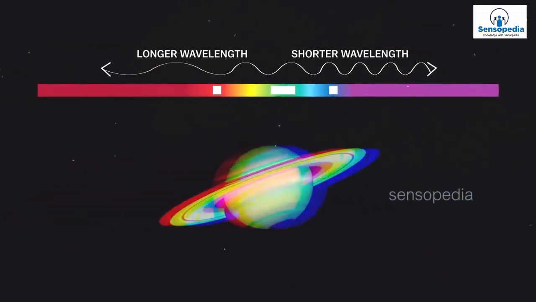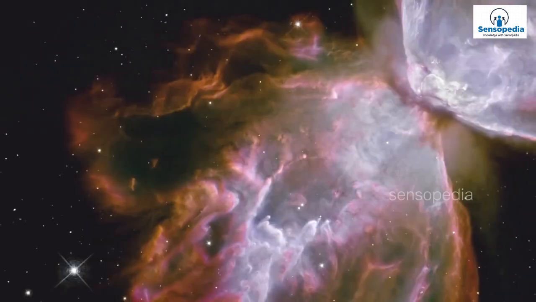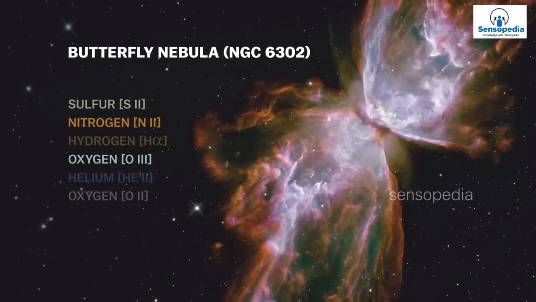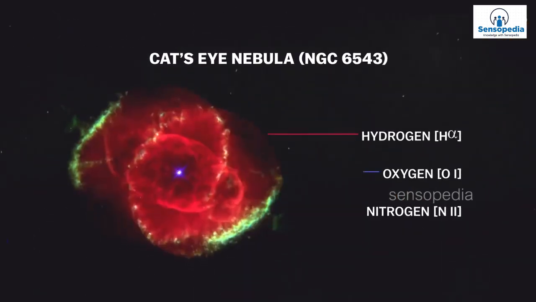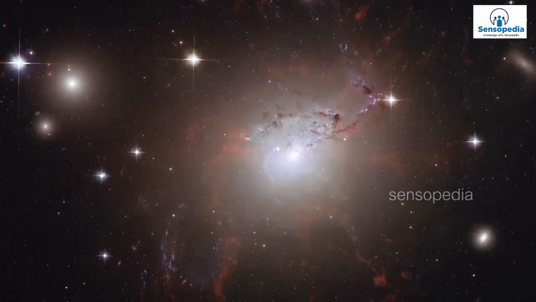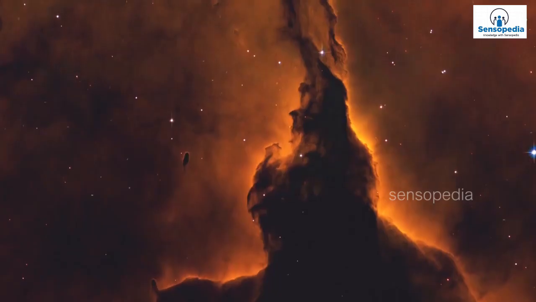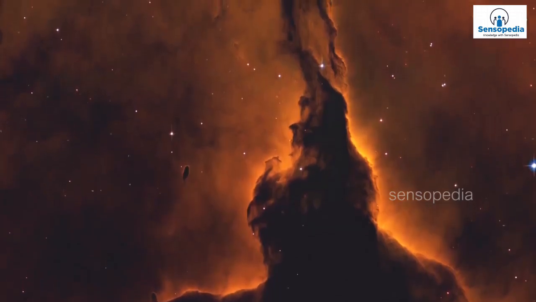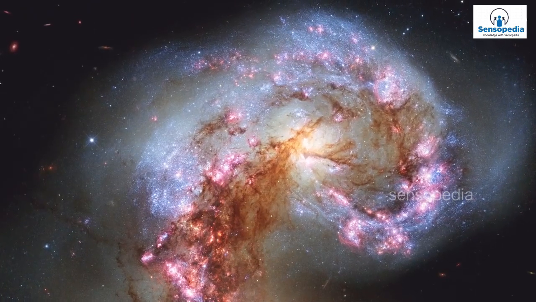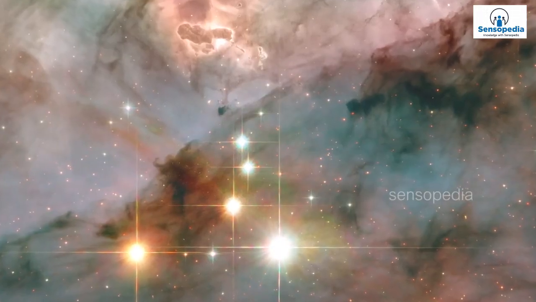Which could beg the question, are the colors real? Yes and no. The color represents real data, and it's used to visualize the chemical makeup of an object or an area in space, helping scientists see how gases interact thousands of light years away, giving us critical information about how stars and galaxies form over time. So even if it isn't technically how our eyes would perceive these objects, it's not made up either. The color creates beautiful images, but more importantly, it shows us the invisible parts of our universe.